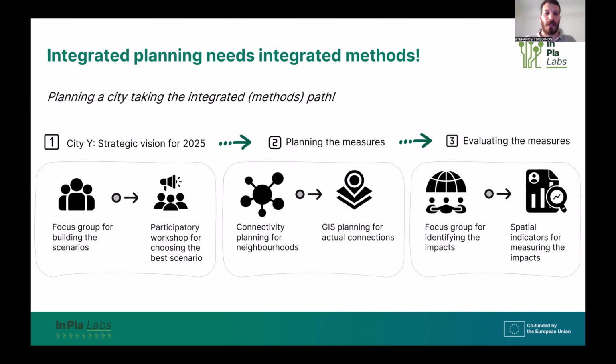So if we take an example to wrap up all these ways of thinking that I described a couple of minutes ago, we can take city Y, and we want to build a strategic vision for 2025. We can have a focus group to build the scenarios. We can have a participatory workshop for choosing the best scenario. So here you see all these tools that we heard before. Then we can plan this selected scenario.